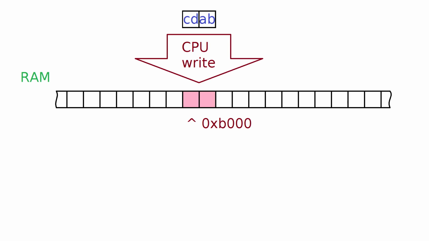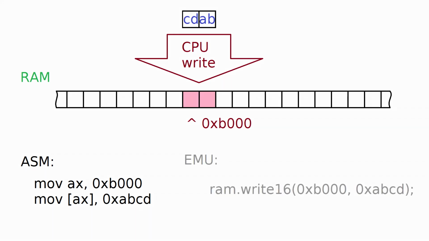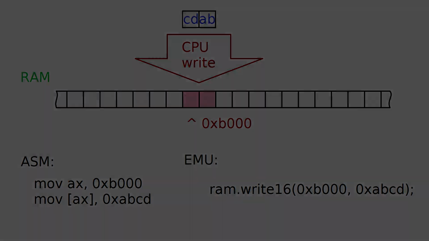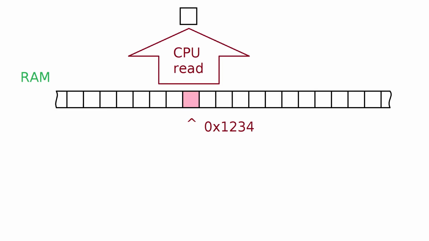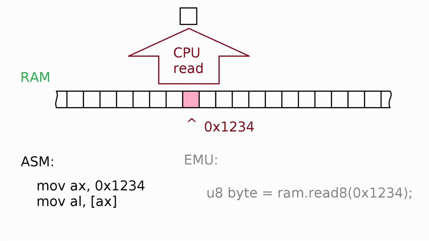Now, how do we use this component? Imagine our CPU is instructed to store a single word ABCD hex into memory at address 0100 hex. In assembly, it would look something like this. To perform this, we simply can write inside our emulated CPU instruction RAM write 16 bits at address 0100 hex, the value ABCD hex. Same thing for reading. For example, if our CPU is instructed to read a single byte from some address 1234 hex, we simply call RAM read 8 bits from address 1234 hex.